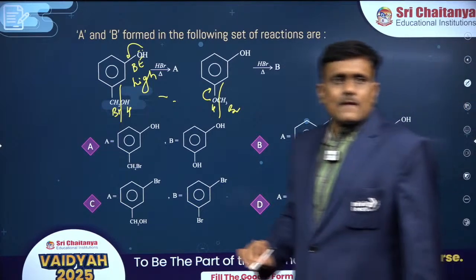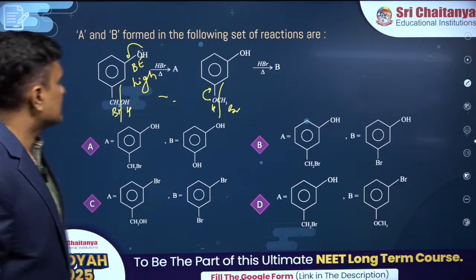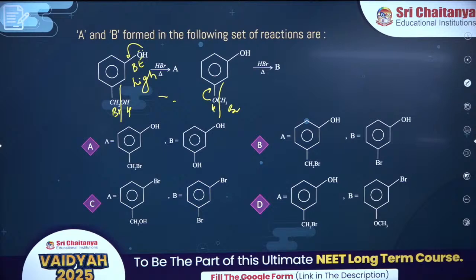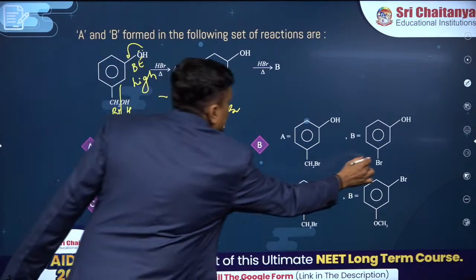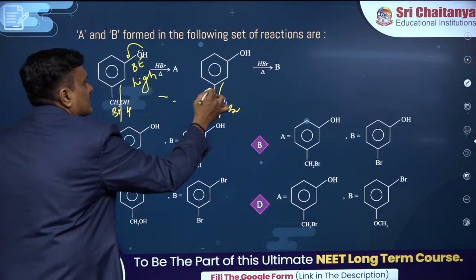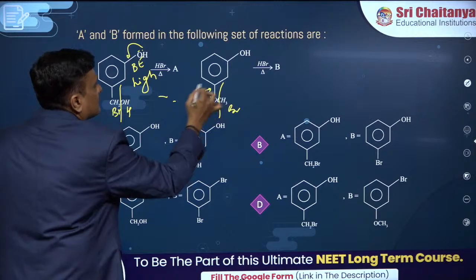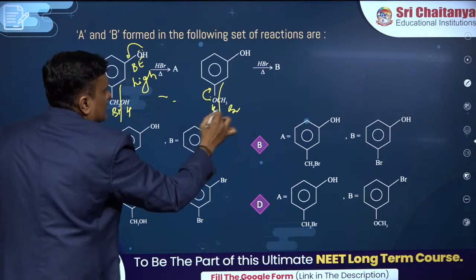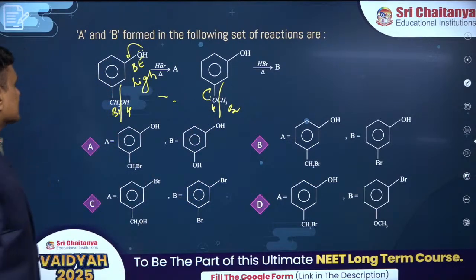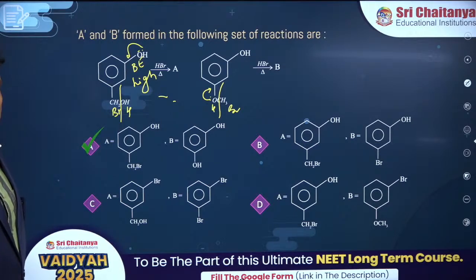Bhargav, CH2Br. So you made a mistake here. This bond will not break because there is resonance. You can't break this bond. You have to break this bond. Br goes here, CH3. So the right answer should be A. Made a mistake, buddy.